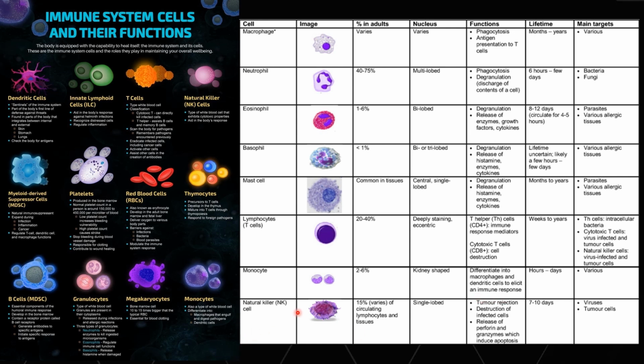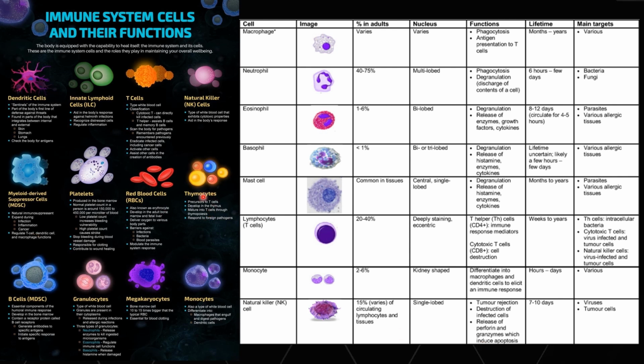Then we have natural killer cells, which are involved in tumor rejection. They lead to destruction of infected cells, with the release of perforin and granzyme, which induce apoptosis. So natural killer cells also lead to cell death.